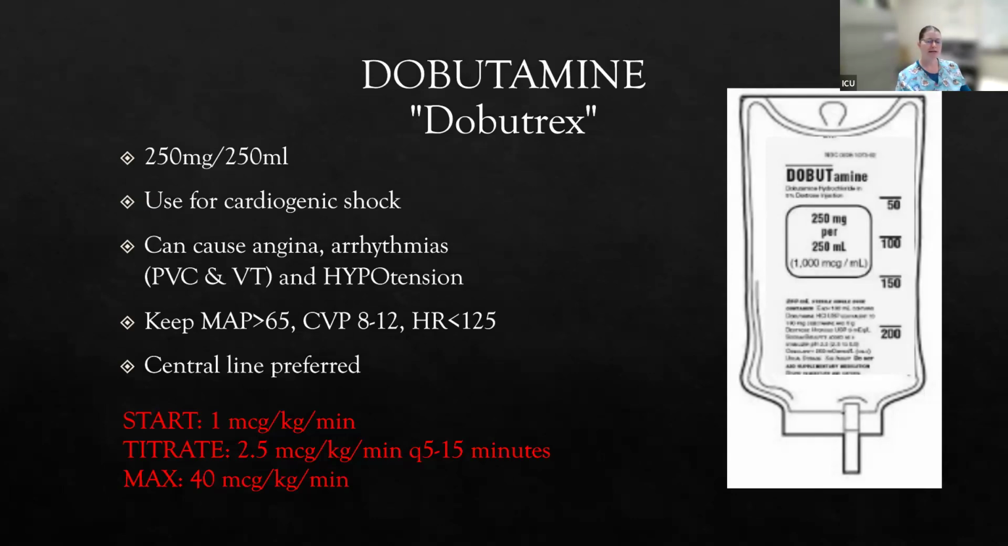Okay. We're going to keep the blood pressure, the MAP, greater than 65, the CVP 8 to 12. So meaning we're keeping the patient hydrated, but we don't want them too dry, but we want to try to prevent them from being too wet. Okay, so something in more of the normal range. We also want to keep their heart rate less than 125. Central line is preferred. Here we start at 1 mic per kilo per minute. We titrate by 2.5 mics per kilo per minute about every 5 to 15 minutes with a maximum of 40.